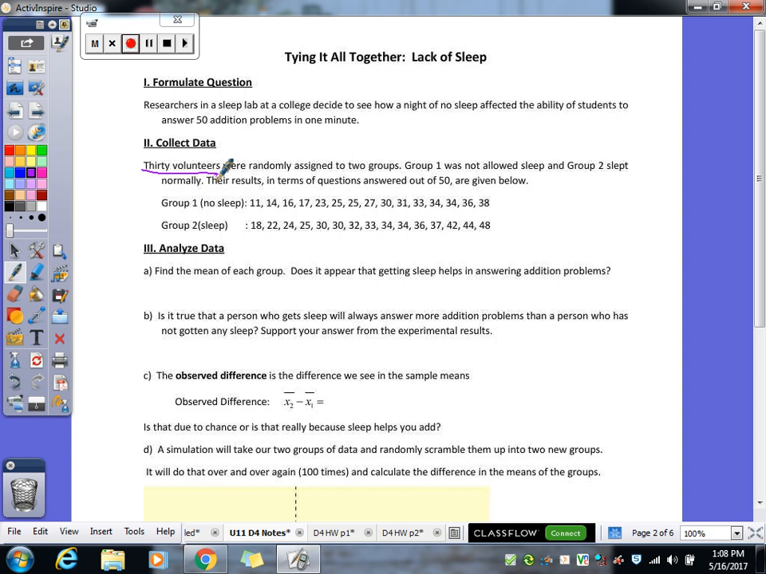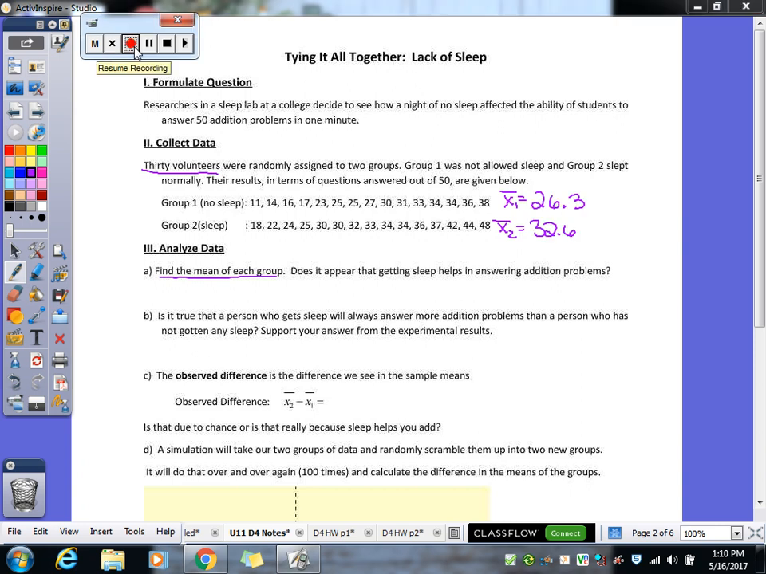And then they came in the next day and they had to answer 50 addition problems in 1 minute. So these are the results. So group one, who had no sleep, these were the number of questions they got right, or they answered out of the 50, I should say. And then group two, this is the number of questions that they answered out of the 50 in the 1 minute. So first thing to try to analyze our data, they want us to find the mean of each group. So I want you to go find the mean for group one, and then find your mean for group two.